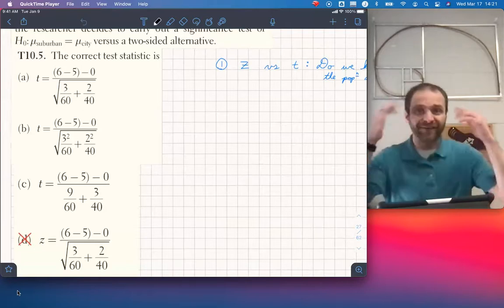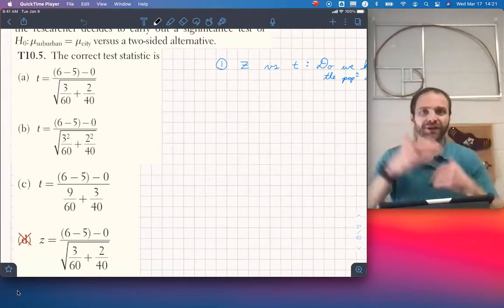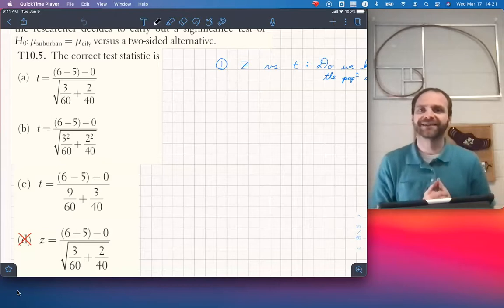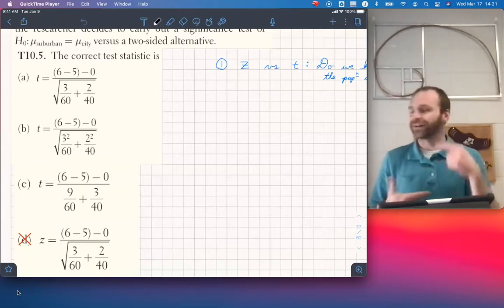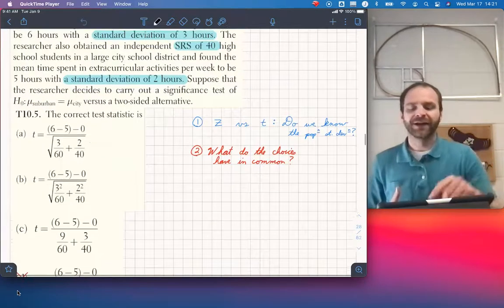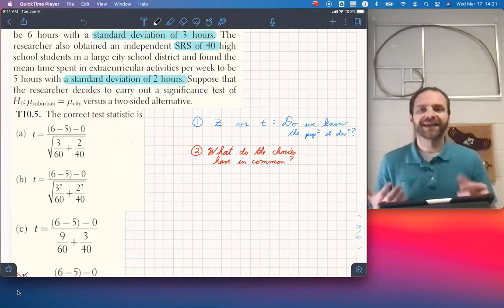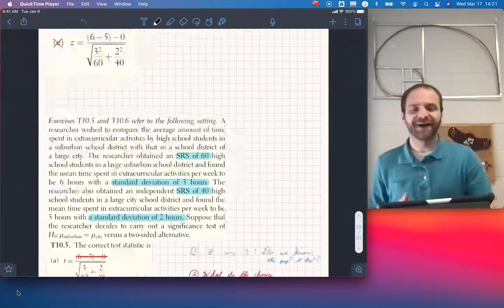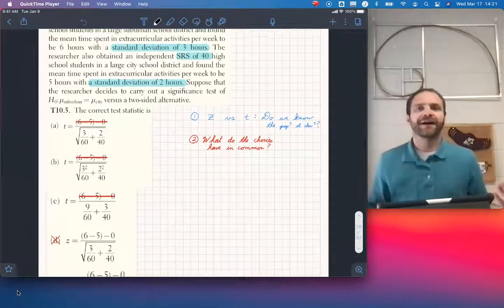What's the difference? Well, I have to keep in mind the whole idea of what's the formula. Man, have that formula sheet ready. Didn't I say that? I'm going to look at what's the formula, what's the same, what's different. You know what's interesting when I look at A, B, and C here? They all have the same top. They all have the 6 minus 5. So what do the choices have in common? They all have that 6 minus 5 minus 0. I don't care about that then.